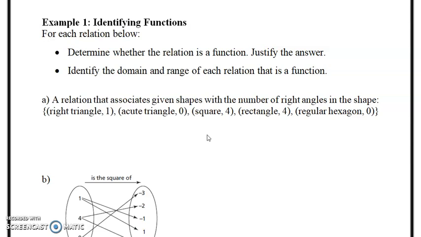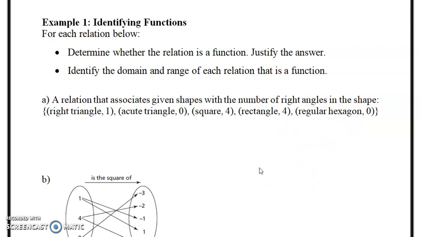So a right triangle, one right angle. An acute triangle, 0 right angles. A square has 4 right angles. A rectangle also has 4 right angles. And a regular hexagon has 0 right angles. Because a regular hexagon has 6 sides, each angle would be a different value. We'll talk about those in grade 11 actually, but there are no right angles in a regular hexagon.